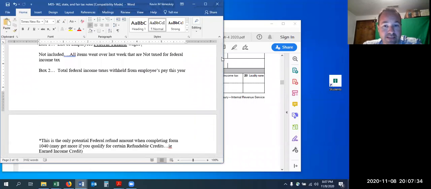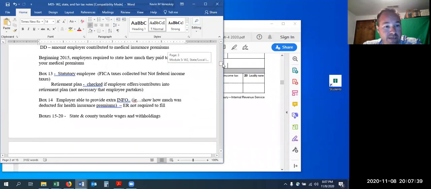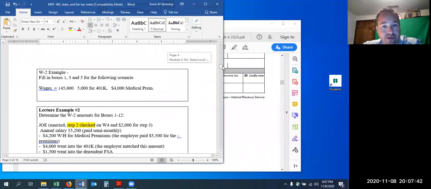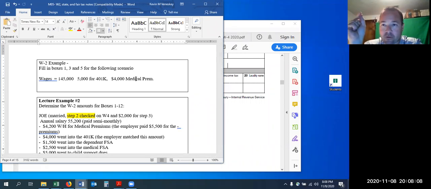All right, so that takes us down here to the W-2 example starting on page 4. I want you to tell me, with this situation here, just simply what would go in boxes 1, 3, and 5 when a person has $145,000 in gross pay, and they have $5,000 put aside into a 401k and $4,000 into a medical premium. So go ahead and fill out boxes 1, 3, and 5. Go ahead and pause now.